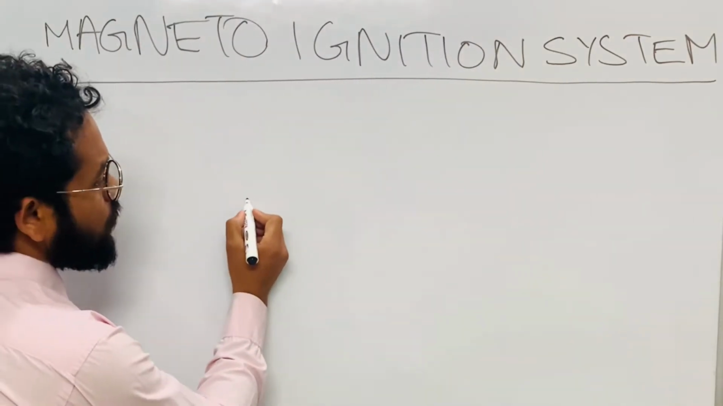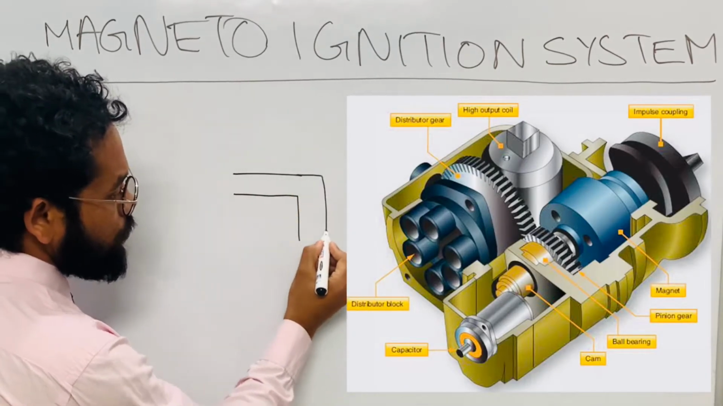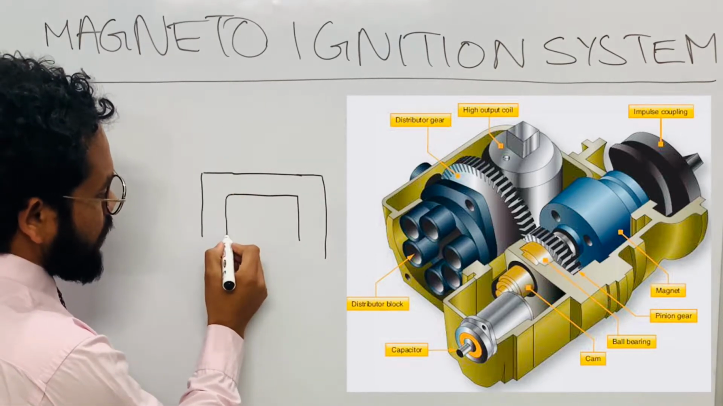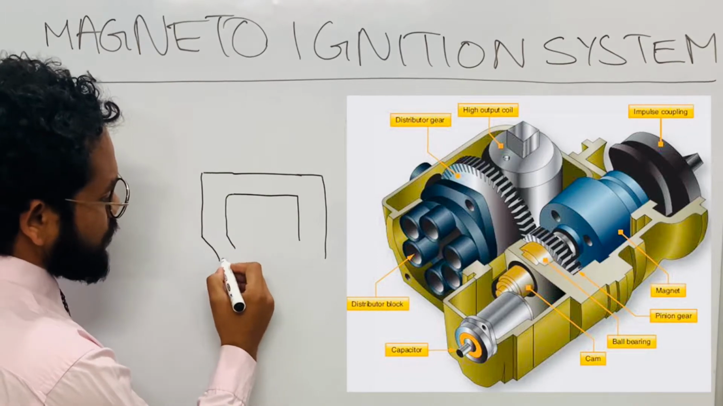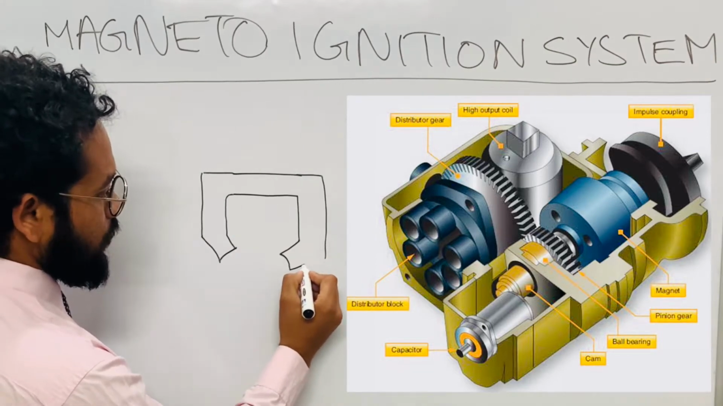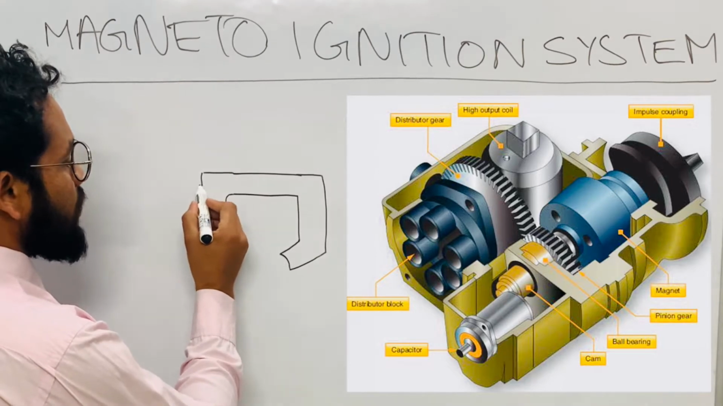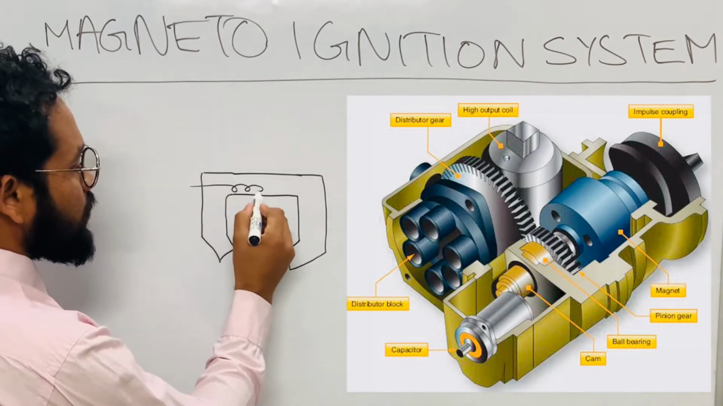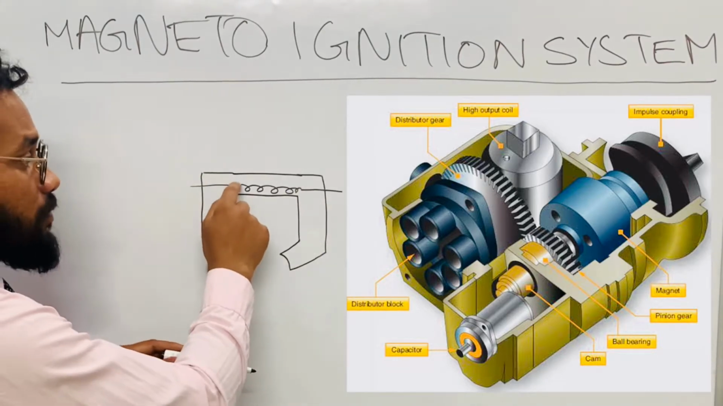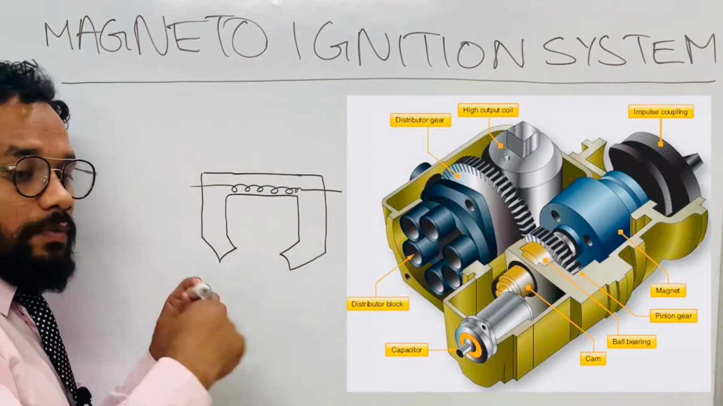Suppose this is a core, which is made of iron. It can be soft iron or any other type of iron which the manufacturer can use. Now on this core a winding is wound, called the primary winding. Suppose this marker represents the core. As I have said, the manufacturer winds the primary winding on this core.